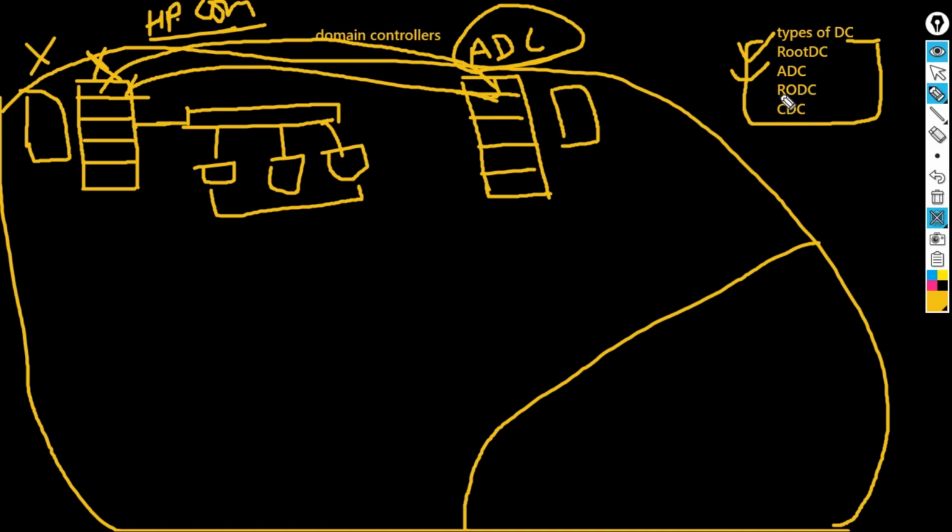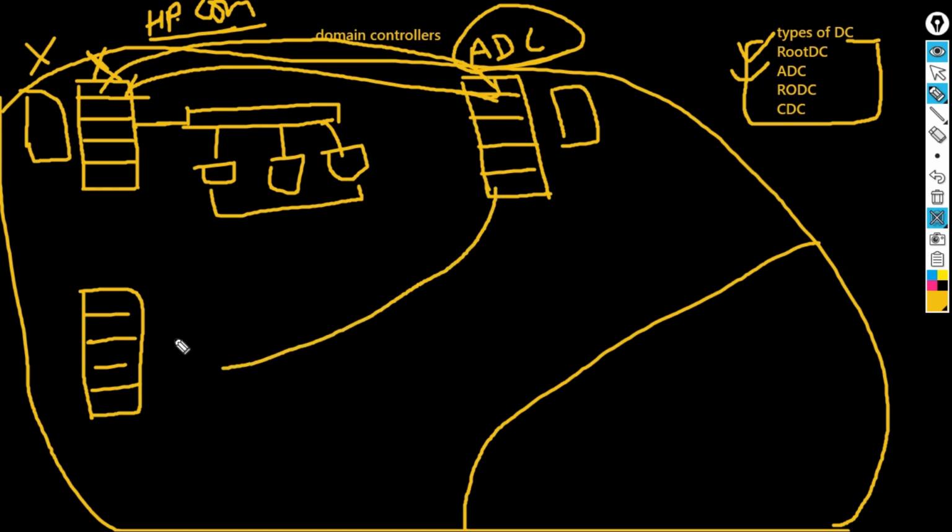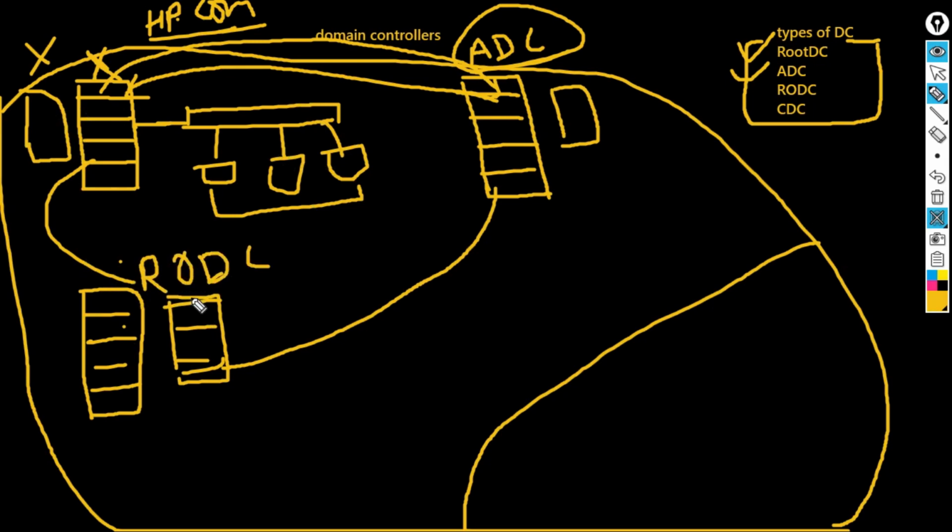Now let me talk about the read-only domain controller. RODC means read-only domain controller. I'll put RODC here, and if you talk about RODC, it is similar to ADC. It's the same as ADC. Whatever user you create in the root DC will be replicated here, the same user you create will be replicated here. So you can say RODC is the same as ADC. Then why do we create RODC? What is the difference between ADC and RODC? Why do we actually create RODC?